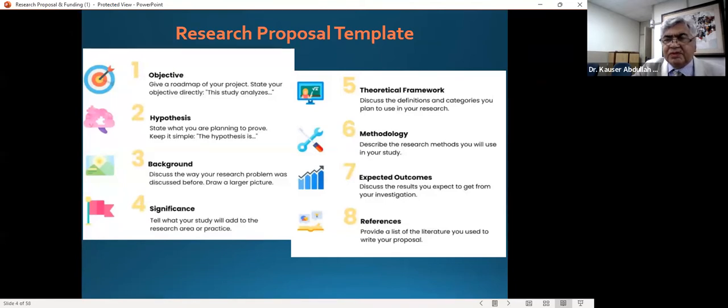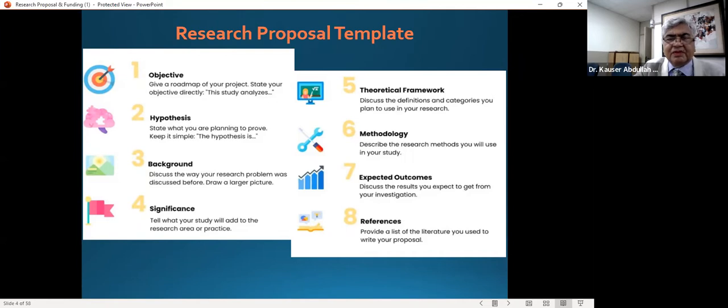Then we have expected outcomes. We discuss the results you expect to get from your investigation. References are important because these have to be up to date. You shouldn't be giving 15 years old or 10 years old or 5 years old references. These have to be virtually updated.